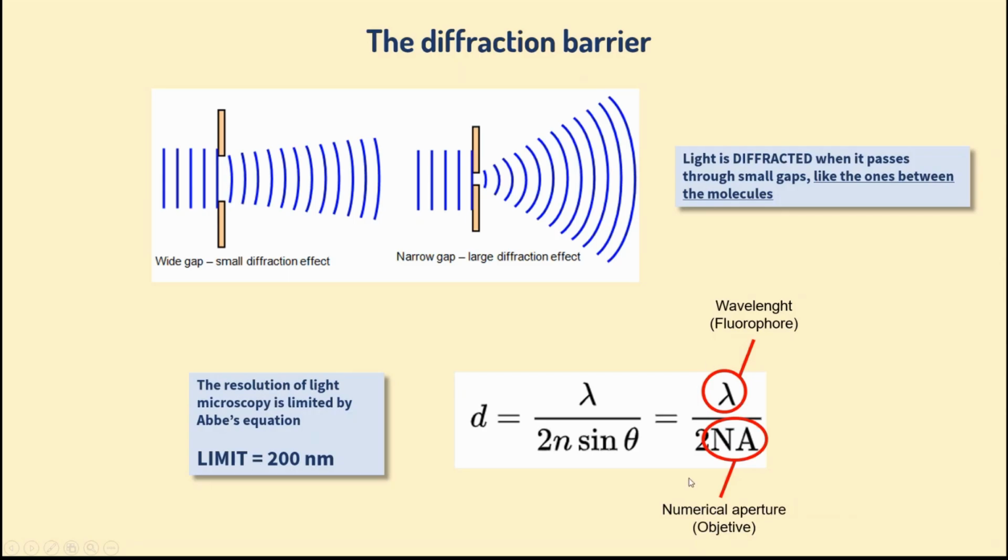The equation is summarized here. It depends directly on the wavelength and inversely on the numerical aperture, or the resolution of the objective, let's say. Okay, I'm missing a constant here, but this depends on the wavelength and the numerical aperture. And this is why normally when we want to see things with high resolution, we need a 1.4 numerical aperture objective.